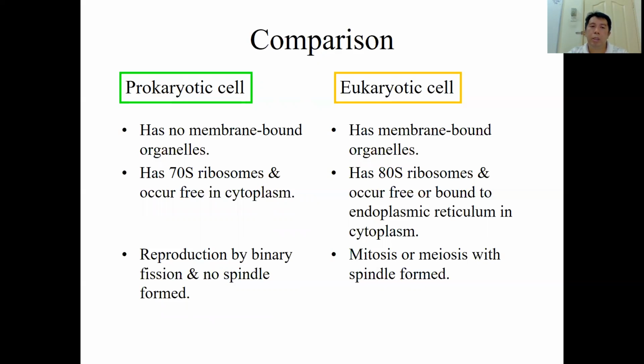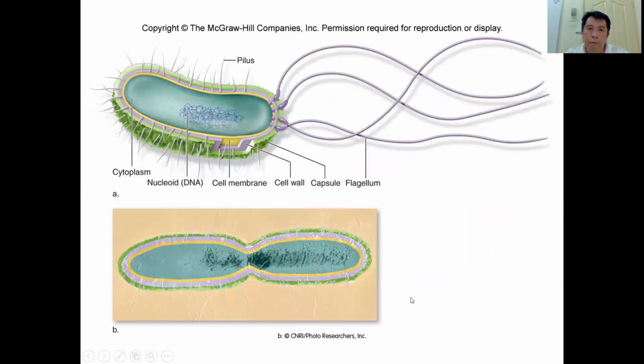Reproduction in the prokaryotic cell: normally they reproduce by binary fission, with no spindle formed. But in the eukaryotic cell, there is mitosis or meiosis, with spindle formation. This one is different. For example, this is the bacteria undergoing binary fission.